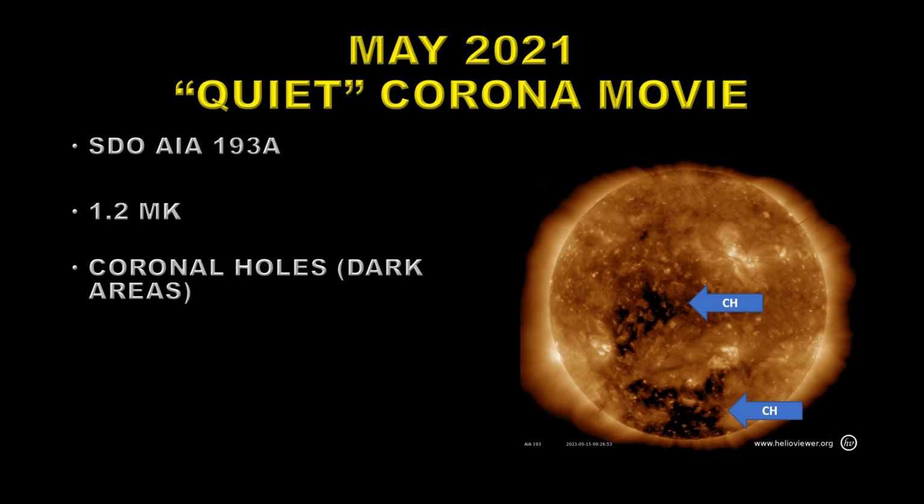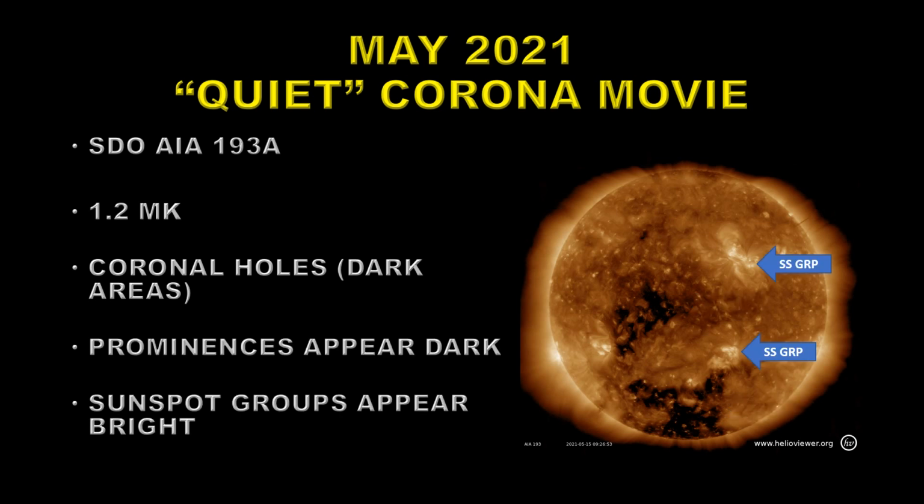They are areas of open magnetic field that allow the high-speed solar wind to stream out into the solar system. And the last thing to note is that the sunspot regions now appear bright. This is because they're hotter and they're giving more emission in these X-ray regions.